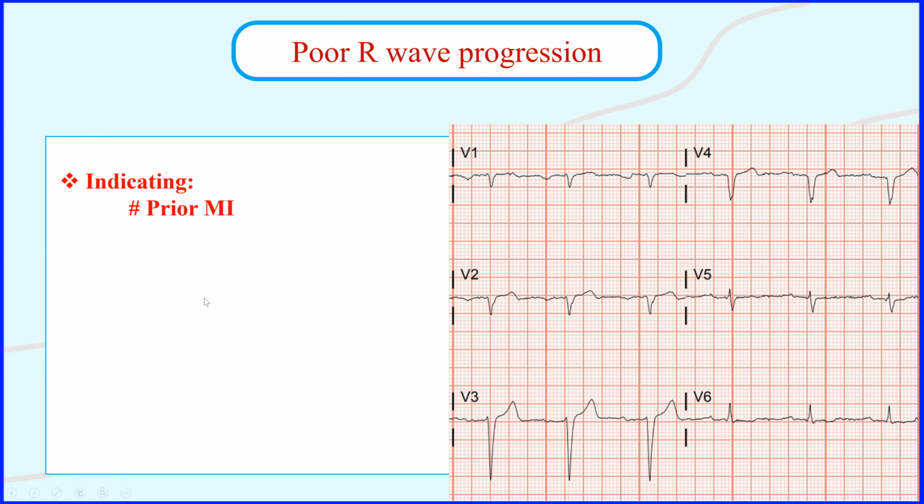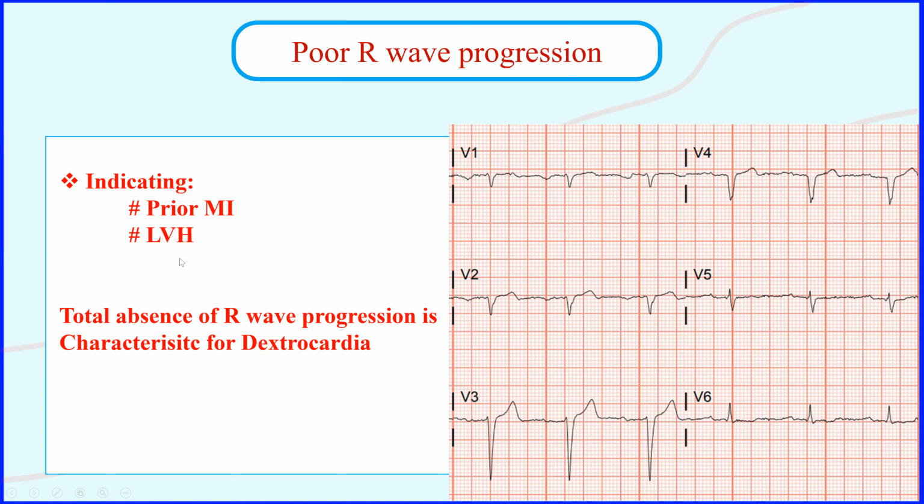All right. Now we talk about a very important piece of information here. If there is total absence of R wave progression, so there is no R wave at all in the leads, let's say in V5 there is no R wave, and in V6 there is no R wave, if there is no R wave at all, this is really very characteristic for dextrocardia. You want to make sure that the patient does not have dextrocardia, in which the heart goes to the right instead of the left. Okay, so this is just to keep in mind about R wave progression. And thank you.